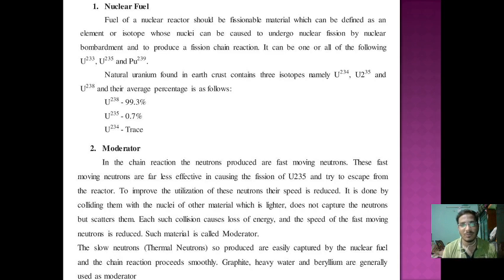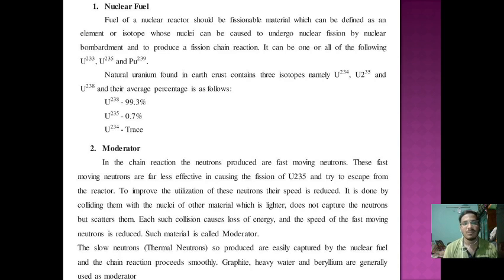First of all, the fuel of a nuclear reactor is uranium, and uranium produces a fission chain reaction, and it can be one or all of the following: different types of fuel, like U233, U235, and Pu239.